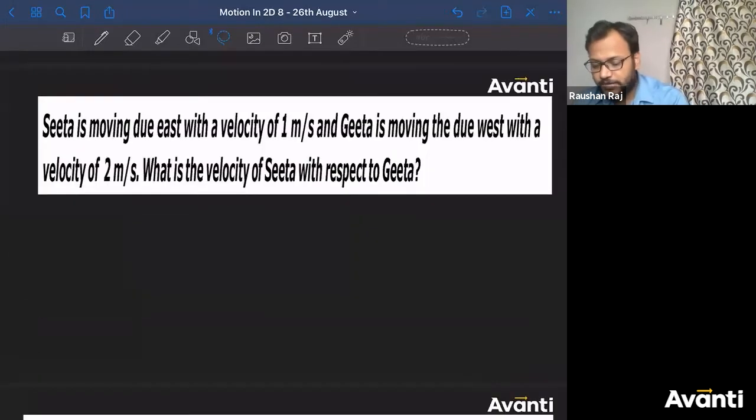So the first question for today's class is this one, as you can see on the screen. So guys, try to get the answer for this question. Sita is moving due east with a velocity of 1 meter per second. Geeta is moving due west with a velocity of 2 meter per second. What is the velocity of Sita with respect to Geeta?